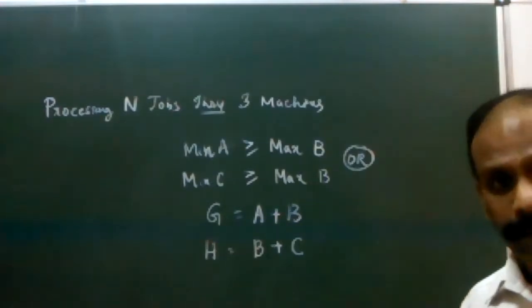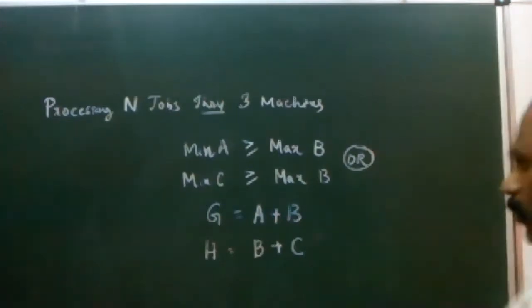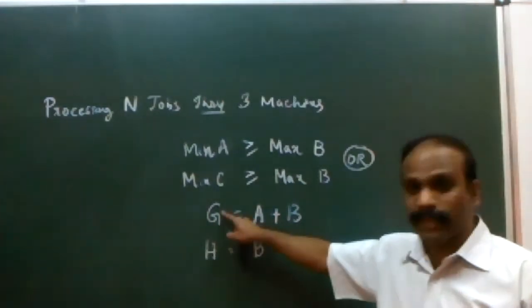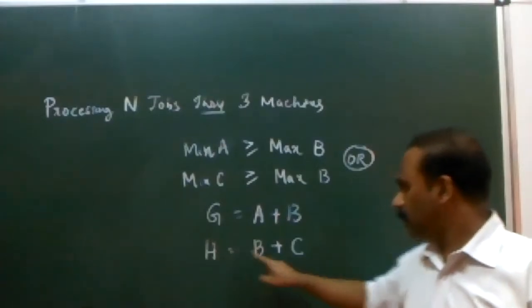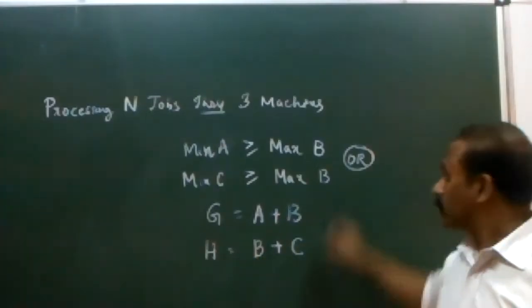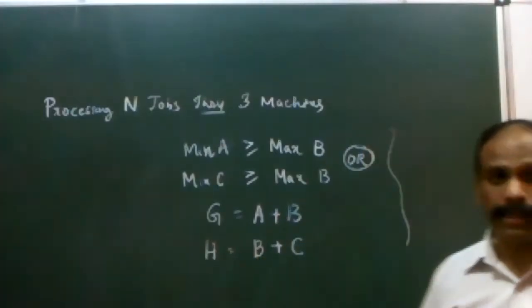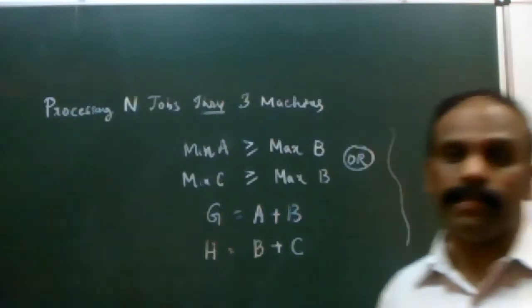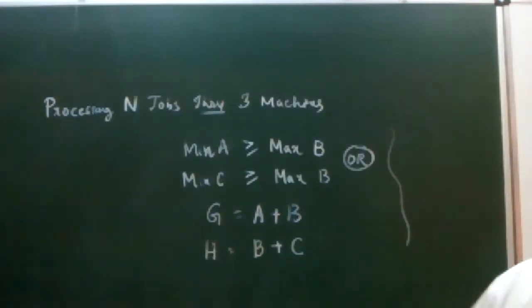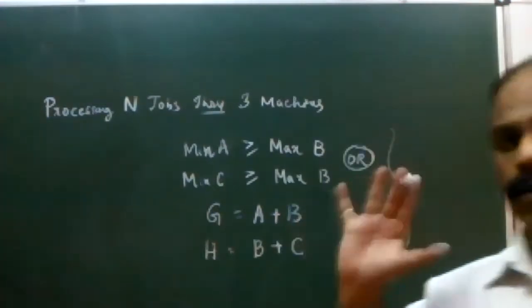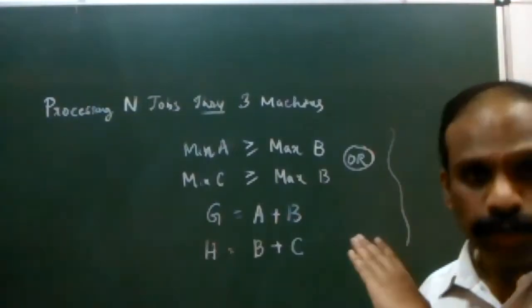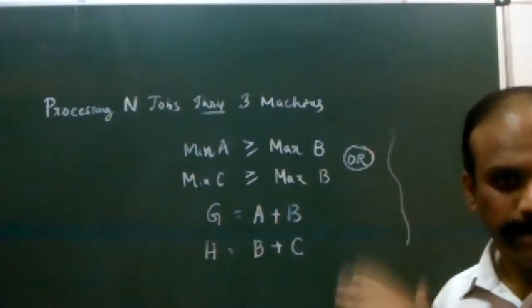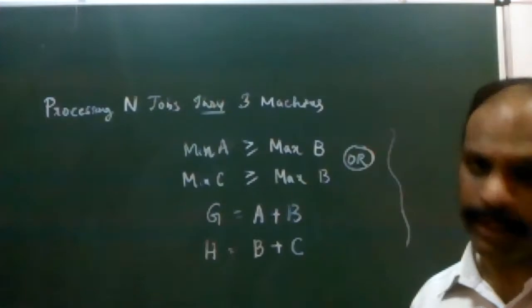So by converting three machines, now you are able to get two fictitious machines called G and H. G is nothing but A plus B, and H is nothing but B plus C. These are the conditions you have to remember before we convert a three machine problem to two machine. This is the overall theoretical background you need to understand as far as the three machine problem is concerned. Once you are clear with this, I'll explain this entire concept by taking a question.